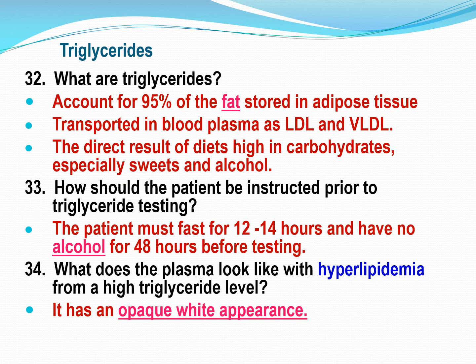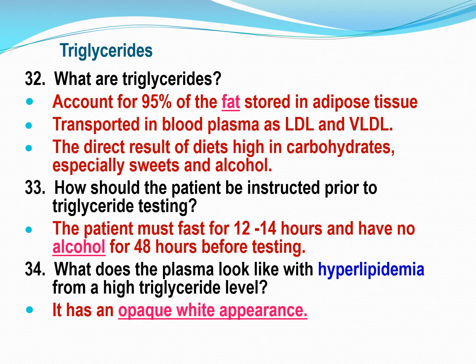So let's talk about triglycerides. Triglycerides account for 95% of the fat stored in the adipose tissue. It's transported in the blood plasma as LDL and VLDL. They are the direct result of diets high in carbohydrates, especially sweets and alcohol. That's why you jokingly see the stereotypical gentleman that drinks too much beer has the belly in the front.